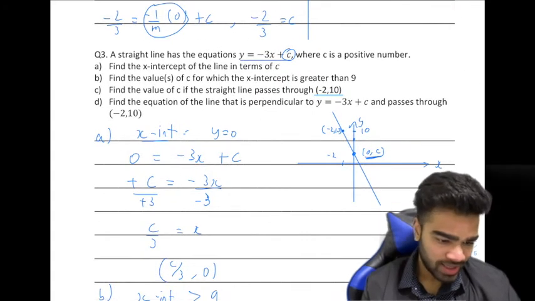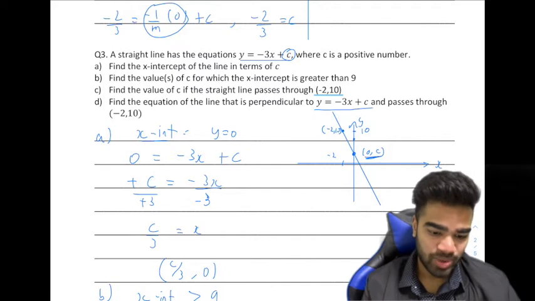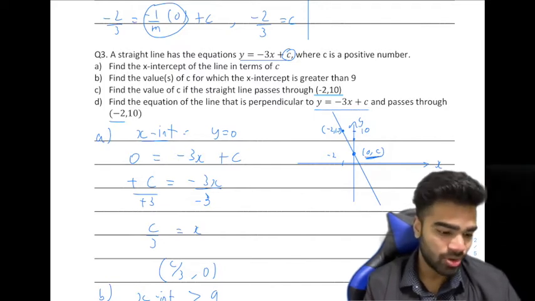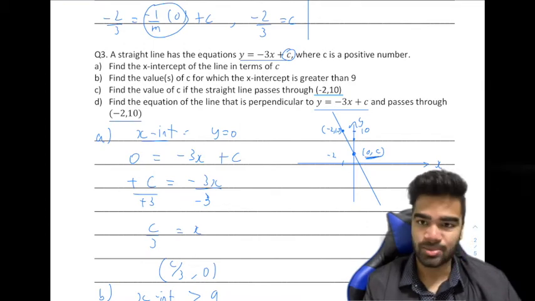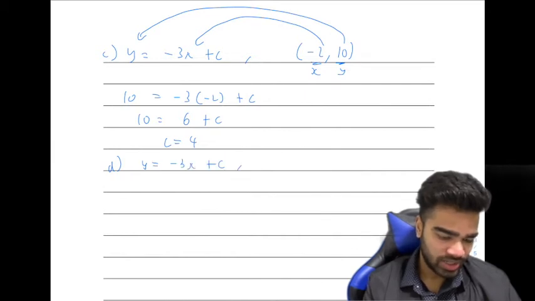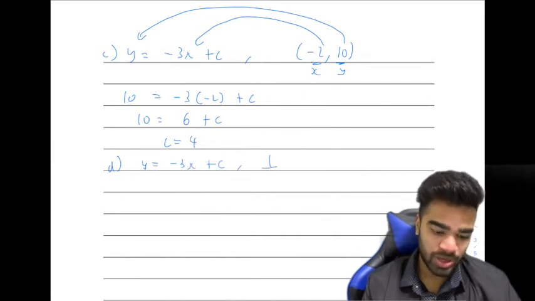Part D is saying, find the equation of the line that is perpendicular to this line. So again, negative 3x plus c, same as before. And it goes through negative 2 and 10, so same coordinate. All right, let's do it. So this time, part D is saying, same equation, 3x plus c, but this time it's perpendicular. We have to find the perpendicular line, and it goes through negative 2 and 10.